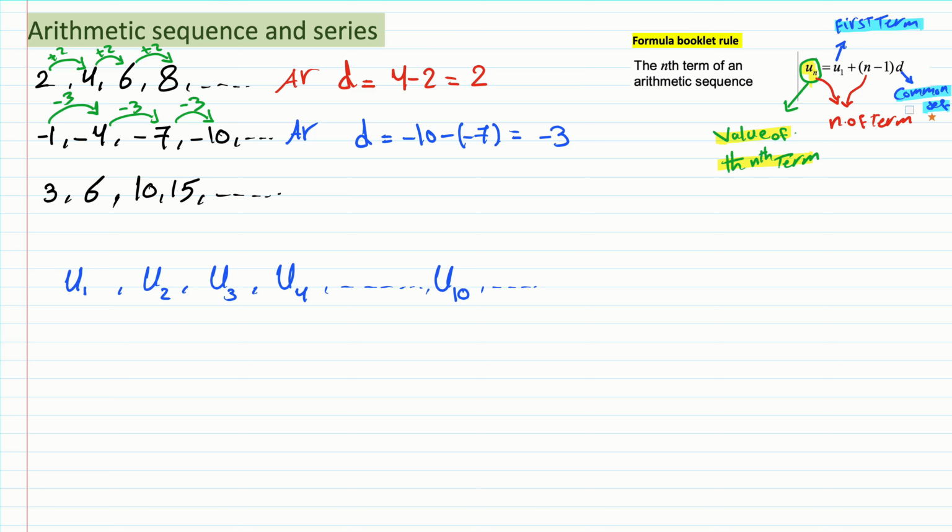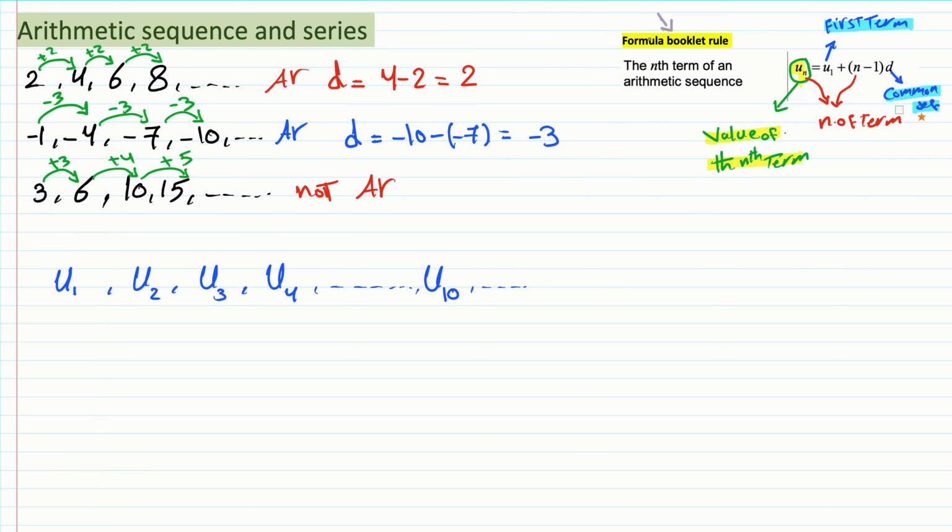Let's check the next example. 3 becomes 6, so plus 3, 6 becomes 10, plus 4, 10 becomes 15, plus 5. So this is not an arithmetic sequence because the common difference is not the same each time. You may find the general rule in the data booklet, as you can see.